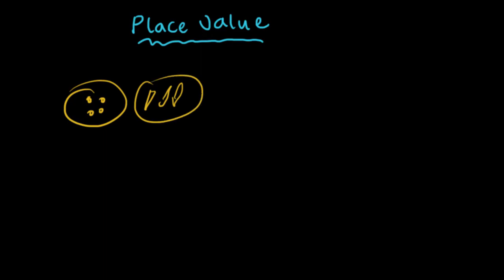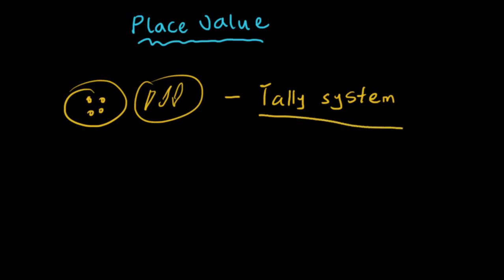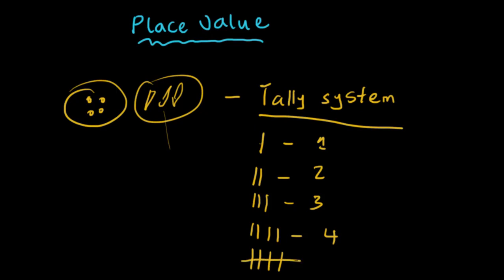Then we moved to what we call the tally system, and this was the ancient people counting on caves and rocks. In the tally system, they basically used strokes to count. For example, 1 stroke stands for 1, 2 strokes for 2, 3 strokes for 3, 4 strokes for 4, then another stroke crossing it for 5, etc.